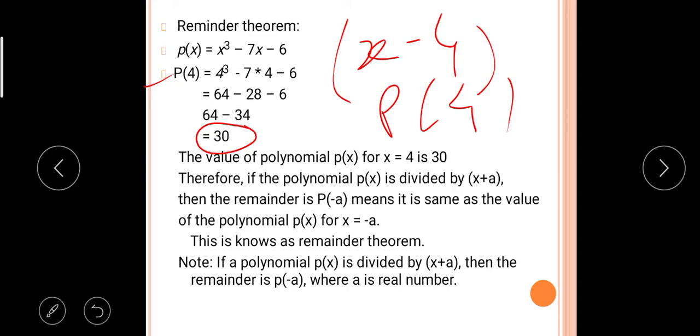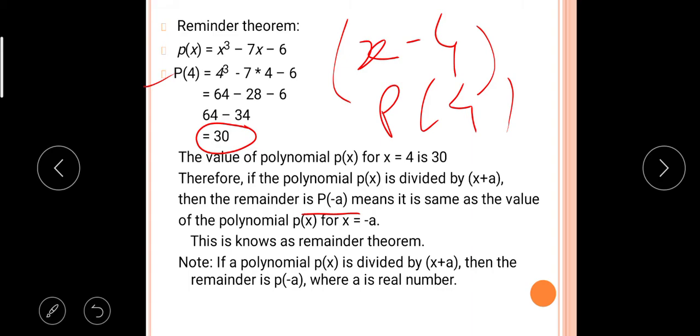Therefore, if the polynomial is divided by x plus a, the remainder is obtained by taking the opposite value of a, that is minus a. It means that it is the same as the value of the given polynomial when x is equal to minus a, and this is called the remainder theorem.